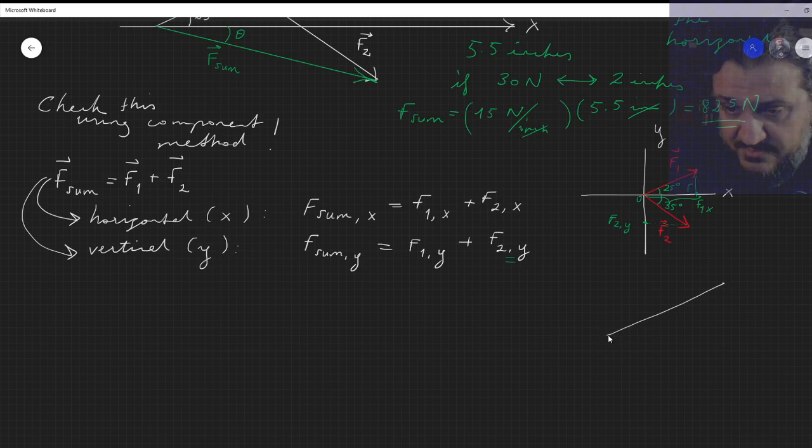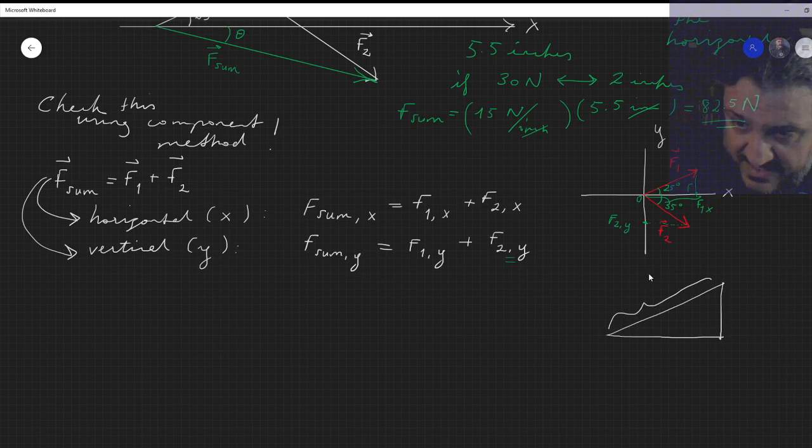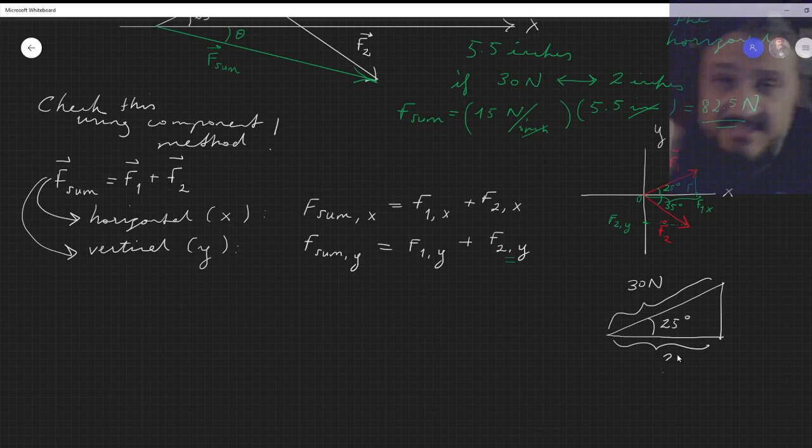Just in case you don't see it over there, let me just do it from scratch here. I'm saying this side has a length that corresponds to 30 newtons, but we want to find this. And we know that the angle here is 25 degrees. So basically I want to find the side of the triangle adjacent to 25.